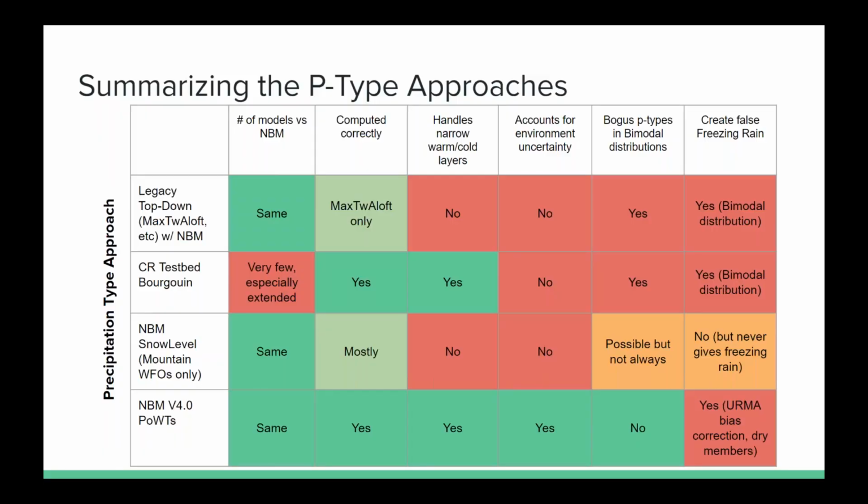So I do want to show this all in a nice little table here, where I show all the various P-type approaches and talk about all these various science factors that you have to deal with. How many members are in there versus what's in the NBM? Do you handle warm and cold layers? How do you handle bimodal situations? Do you get false freezing rain? And you can see through this table, the NBM PoWT is where we would love to head for the best kind of science and statistical approach.